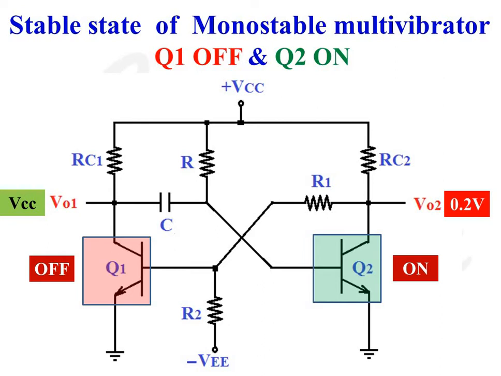So this is the diagram of the monostable multivibrator during stable state. Transistor Q1 is off, so collector voltage is equal to plus VCC. As collector voltage of transistor Q1 is equal to plus VCC, transistor Q2 is on. As transistor Q2 is on, its collector voltage is equal to 0.2 volt, and because of minus VEE, base of transistor Q1 is existing at a negative voltage, so transistor Q1 remains in the off condition.